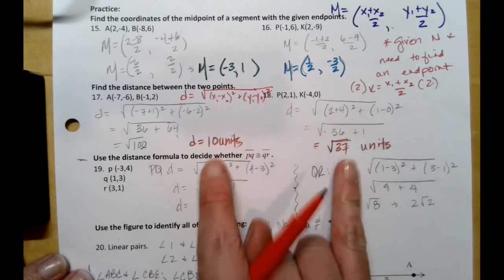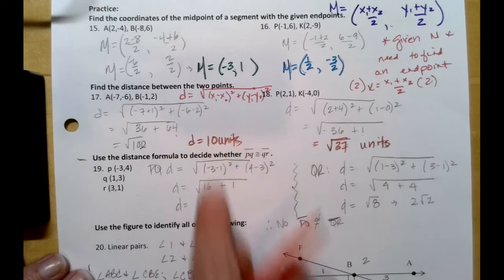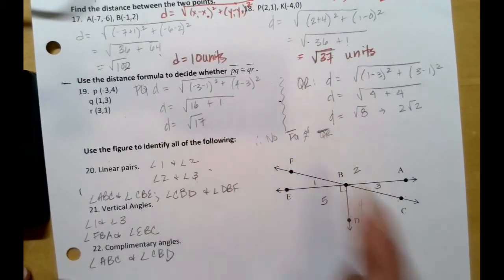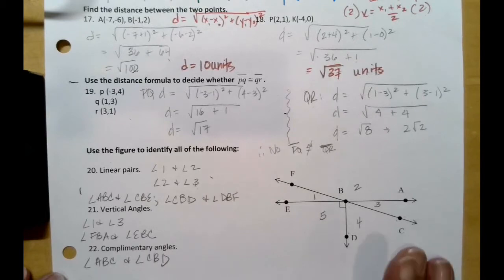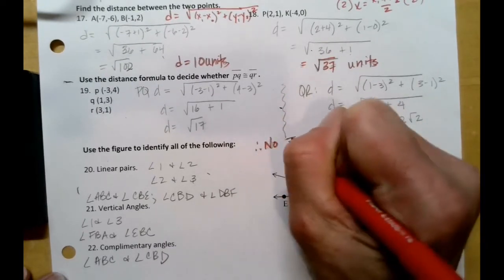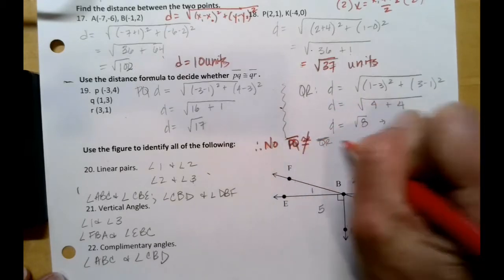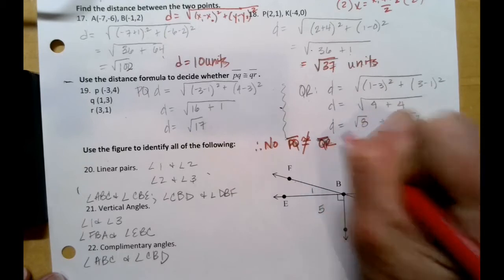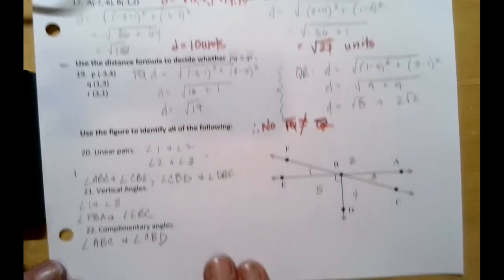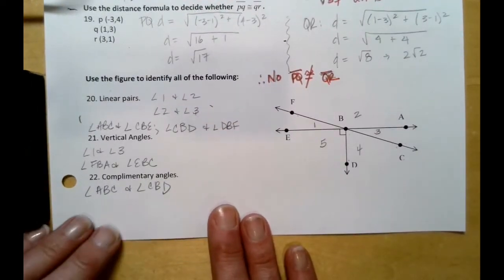So no, these ones are not. Therefore, they are not. Okay, use the distance formula to figure out whether these ones are congruent. And no, they are not. Therefore, they are not congruent line segments. Here's the not congruent symbol, because they don't have the same distance. All right, so for this one, we are asked to name linear pairs, vertical angles, and complementary angles.